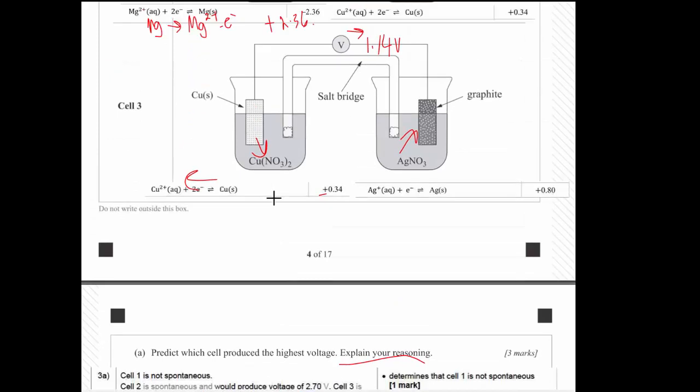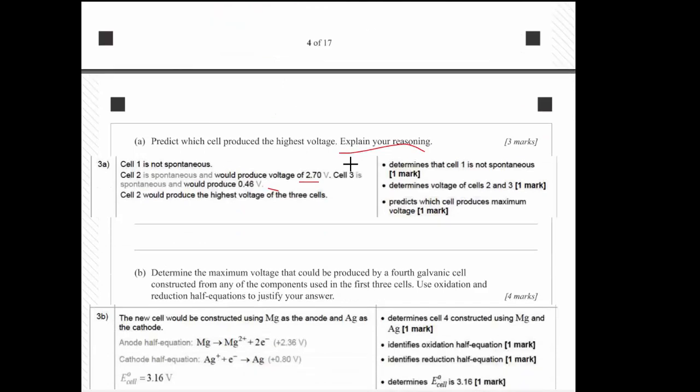I must have screwed that up. Yes, I did. So that's 0.8 minus 0.34, so got one wrong there. That's 0.46. Should teach me a lesson for being lazy with the writing on that. And so you need to somehow fit that all in here, because that is a prediction, but it doesn't explain anything. The question isn't determine. The question is explain.